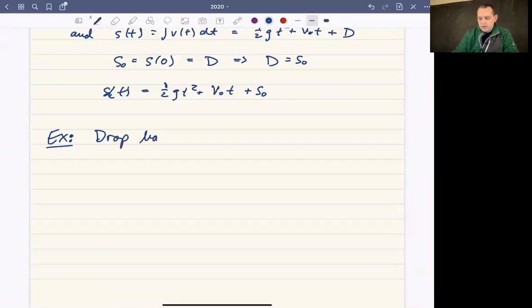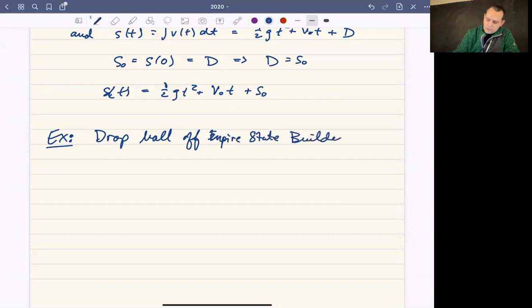So let's say we drop a ball off the Empire State Building. Okay, so let's drop a ball off the Empire State Building. And again, let me just emphasize that this is 1,250 feet tall. What I want to do is determine at what speed the ball hits the ground.